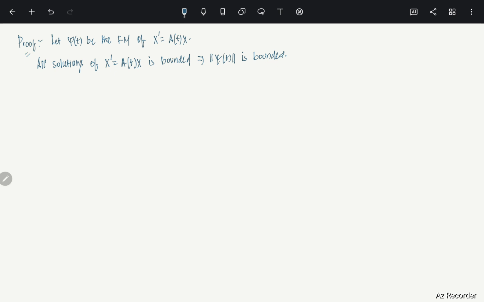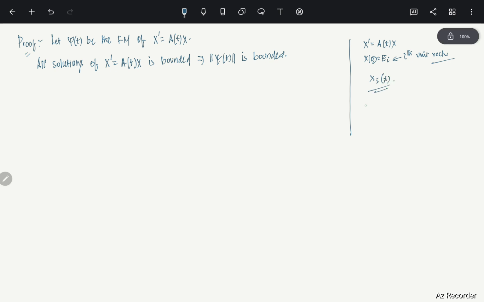Let me do it in the boundary here. See, x prime equals A(t) times x, with x(0) equal to e_i, where e_i is the ith unit vector. That has a solution. What is the solution here? The solution is given by x_i(t), let's say.